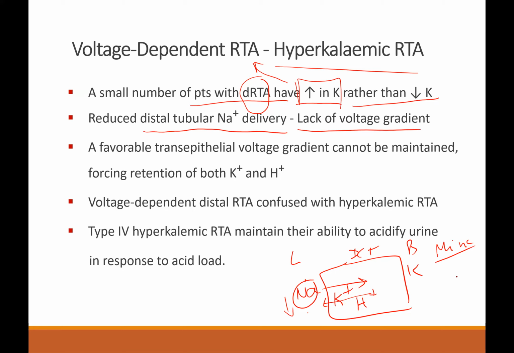Unlike the other RTAs, here you give an acid load, the acid is being excreted. So extra acid load is shut down. But the main problem is sodium delivery to the tubule is less to the distal convoluted tubule.